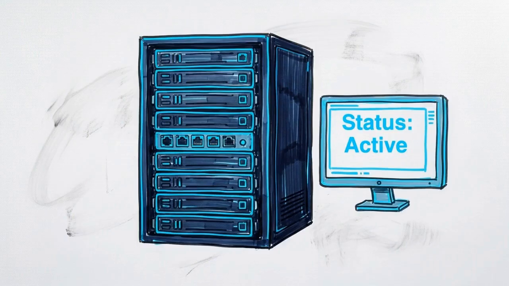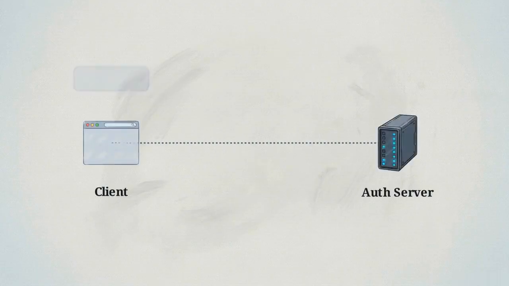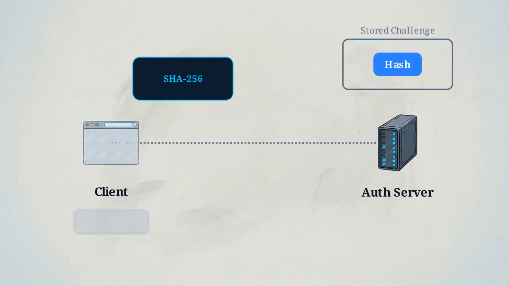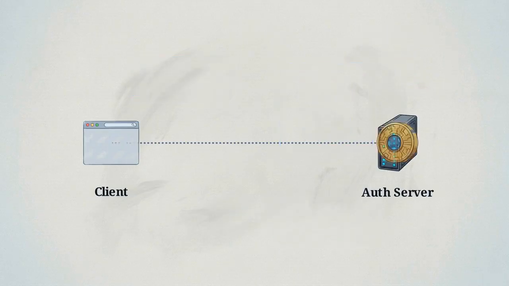OAuth 2.1 mandates the authorization code flow as the baseline protocol for all clients. The core security control of this phase is Proof Key for Code Exchange, or PKCE. First, the client generates a random string, hashes it, and sends the hash with the authorization request. During the token exchange, the client proves its identity by presenting the raw string. The server hashes this string, confirming it matches the challenge before releasing tokens.